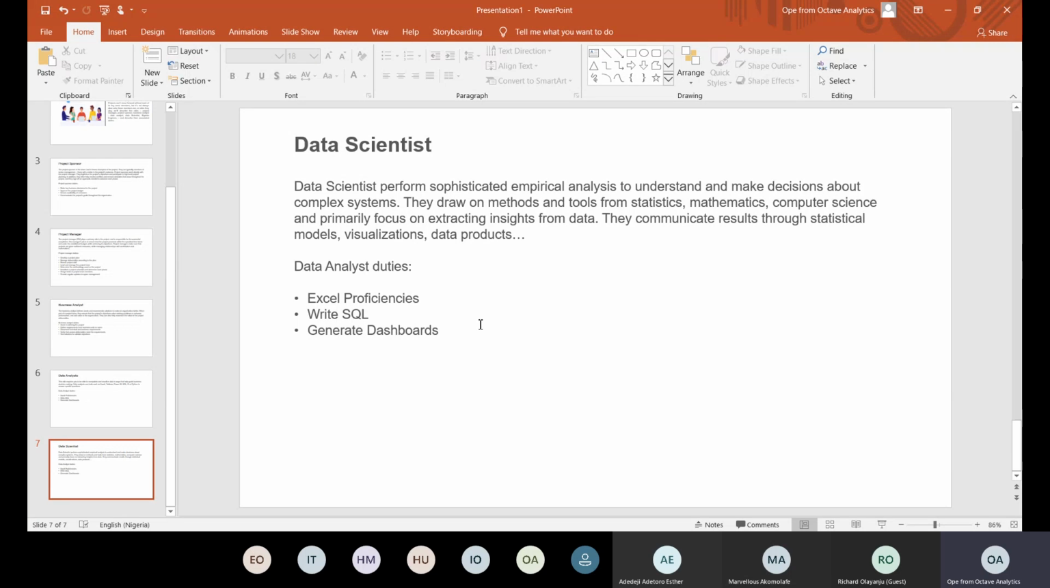You take it a level higher, come up with predictive models, come up with interesting visualizations that make a lot of sense and influence business decisions. So that's that for data scientists.